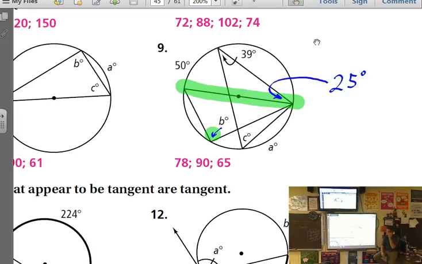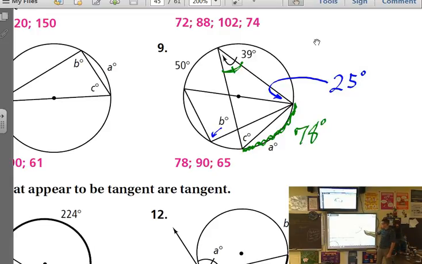Carmen? We can also figure out A. You can see that it's related to the 39 degrees, so it's like double 39. So double 39 tells me that A is 78. Then to find C.